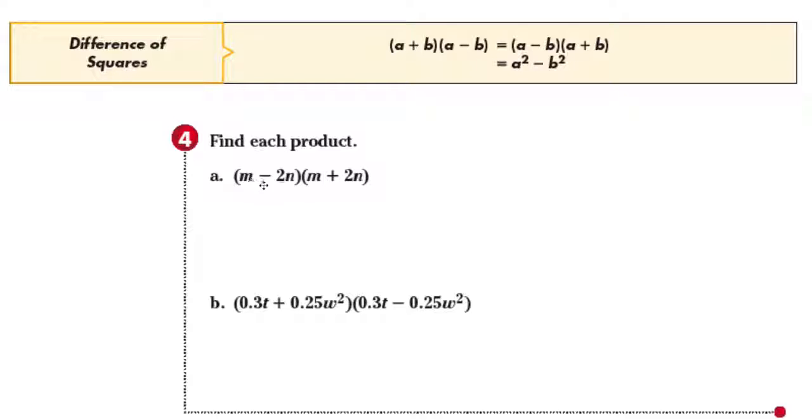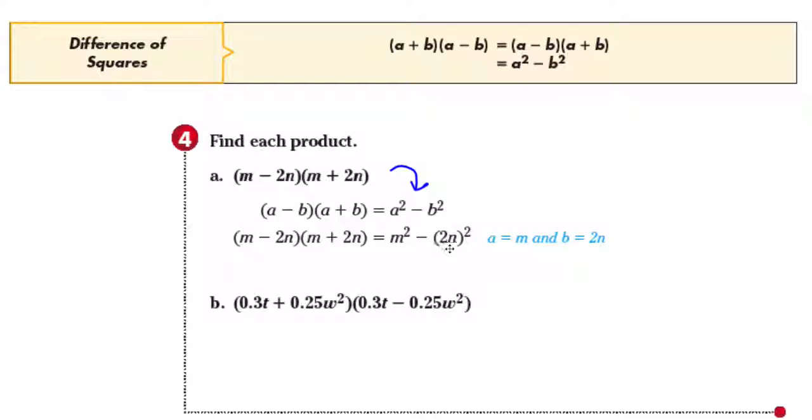Okay, so the quantity m minus 2n times the quantity m plus 2n. So in this case, we follow our rule and we simply identify our a and identify our b and follow this pattern right here. So we want to follow this pattern using our a and our b. And now we have m squared minus 2n squared because our a is m and our b is 2n. And if we simplify that, it is m squared minus 4n squared.